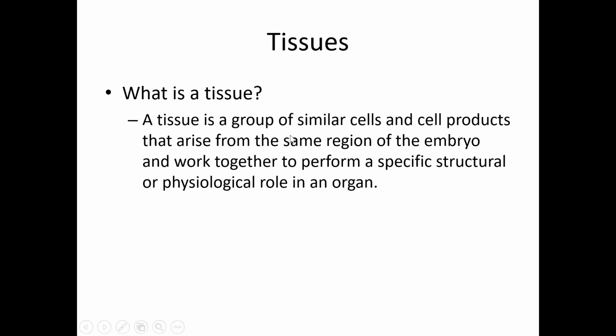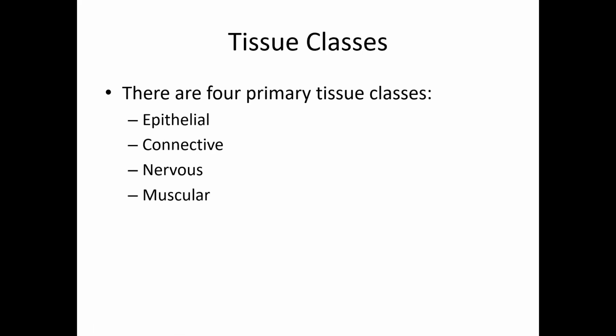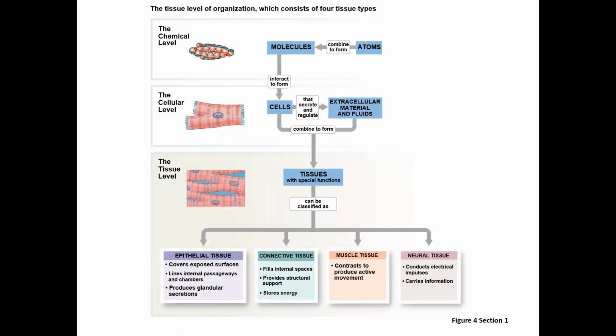Histology is the study of tissues. A tissue is a group of cells and stuff from the cells, usually coming from the same part of the embryo and working together to do some sort of role in an organ. On our grand hierarchy of things, we have atoms and molecules and cells forming tissues. So cells come together to form tissues, tissues come together to form organs.